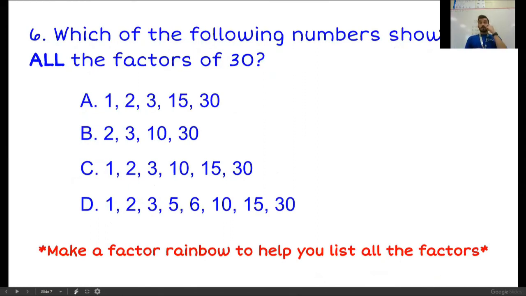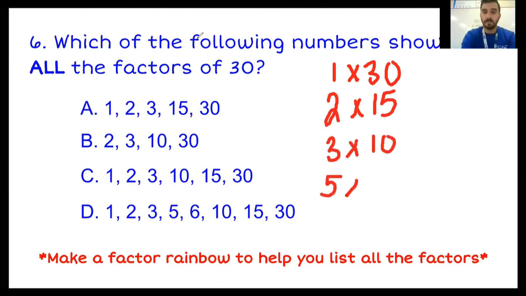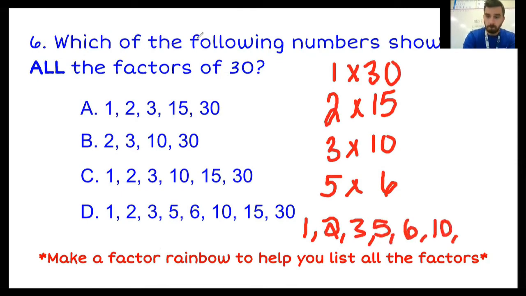This is actually like number 3, I think, on your Fantastic Five. It says, which of the following numbers shows all the factors of 30? Again, I would ignore my answer choices. I would list my factor pairs, which would be 1 times 30, 2 times 15, 3 times 10, 5 times 6. Again, I know these because I know my facts, but if I didn't, calculator would help me. Once I've got all my factor pairs, I would list those in order from least to greatest. Then I would look at my answer choices to see which one matches.